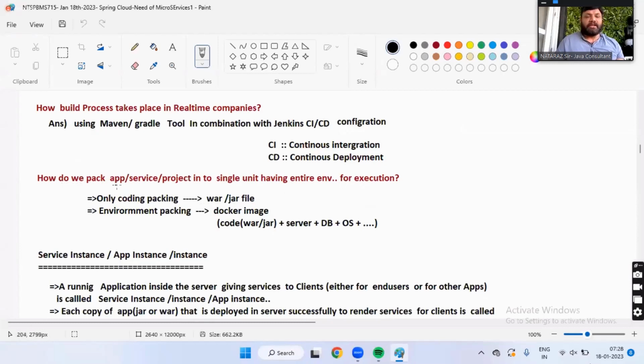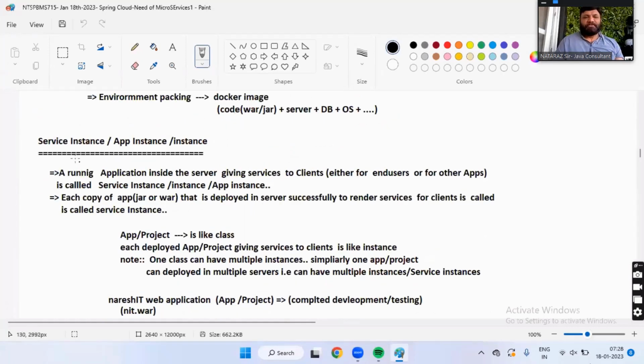How do you pack an application or service project into a single unit having the entire environment for execution? Code will be packed into a war or jar file. But if you want to pack the entire execution setup environment, we have to use the Docker tool. In the Docker tool, there is a term called Docker image. In the Docker image, we do all this stuff. Then service instance or application instance. This is the last thing we discussed the other day, right?